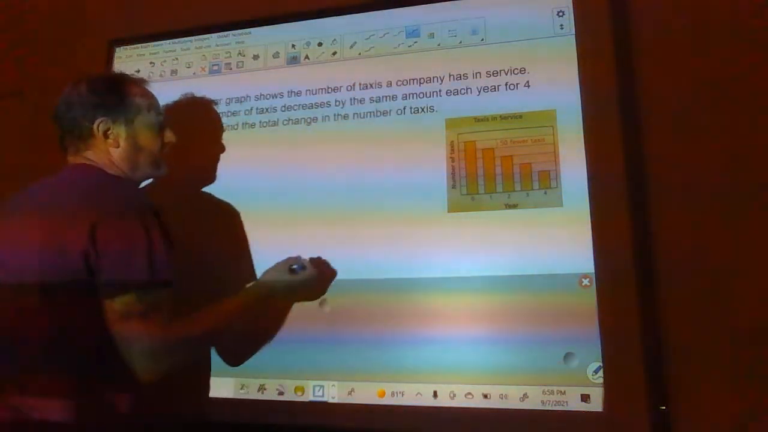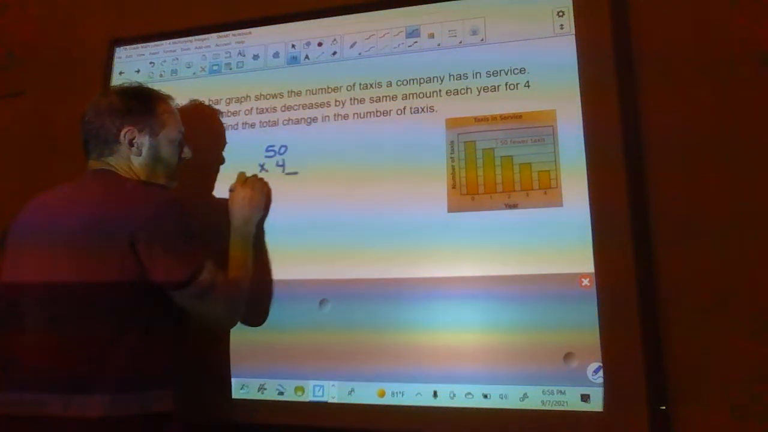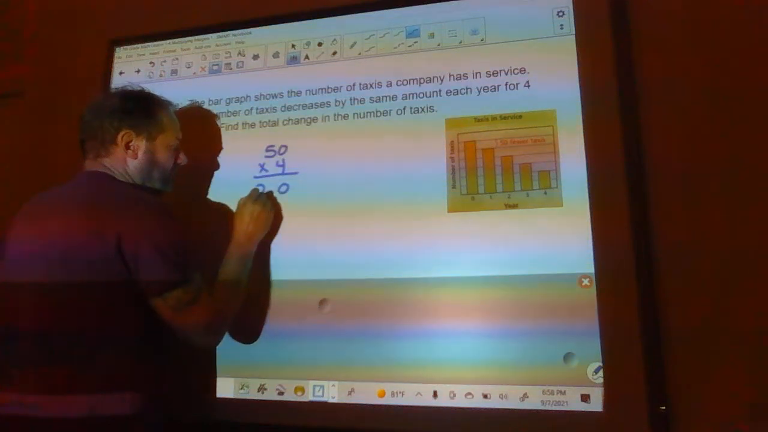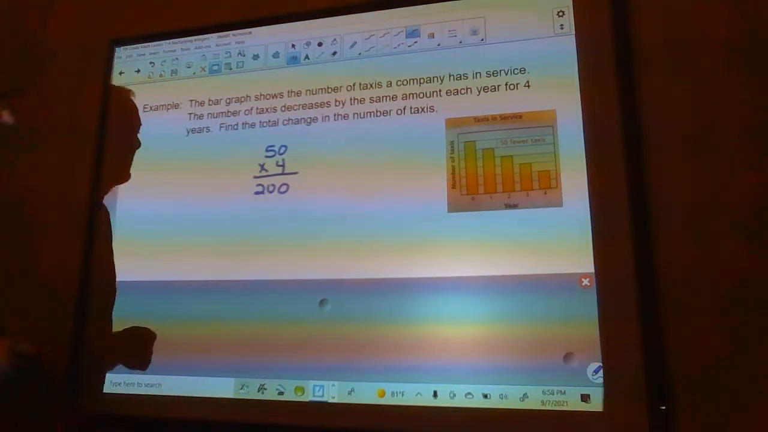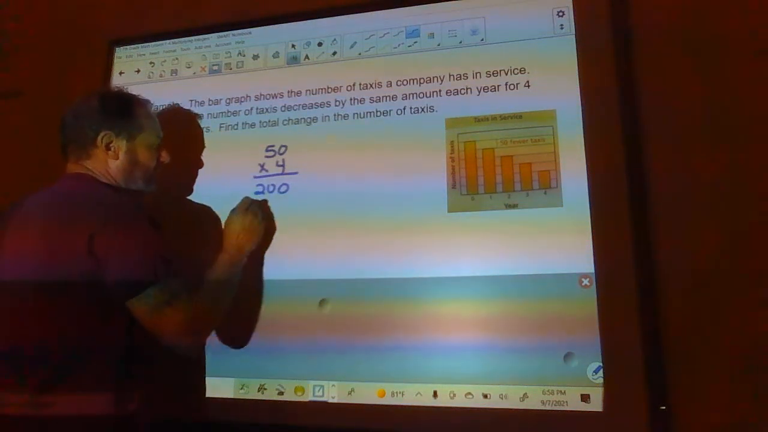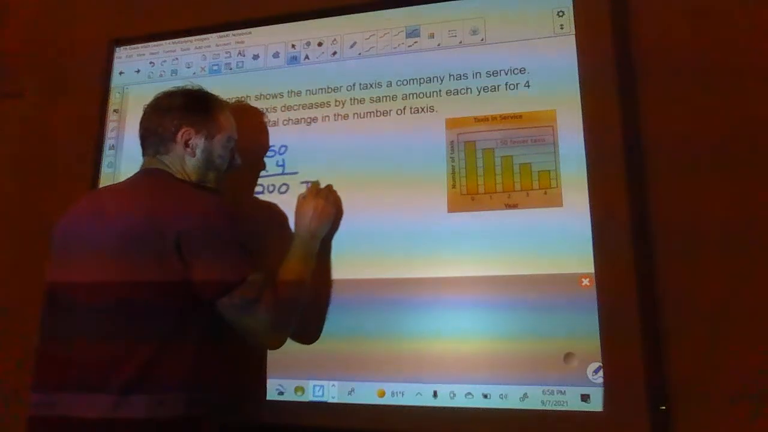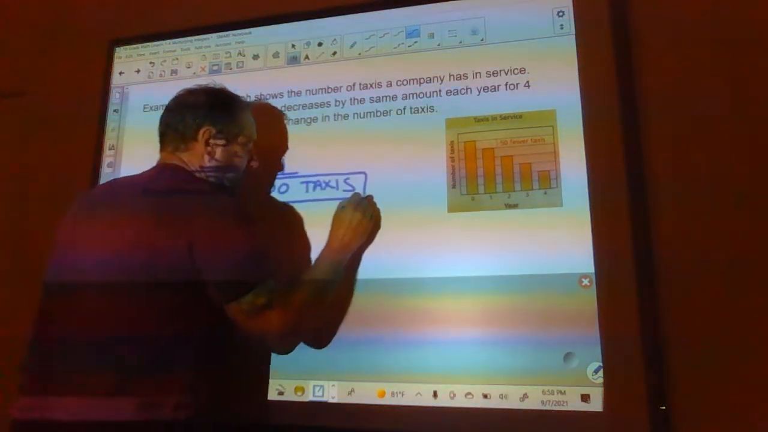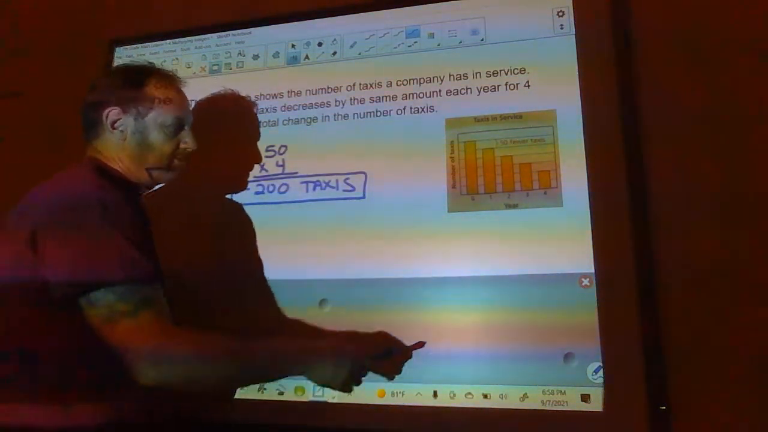So this is going to be 50 times 4. 4 times 0 is 0. 4 times 5 is 20. So there's going to be 200 fewer taxis. So the total change would be negative 200 taxis. We always put the units on there. You could say 200 fewer taxis if you prefer.